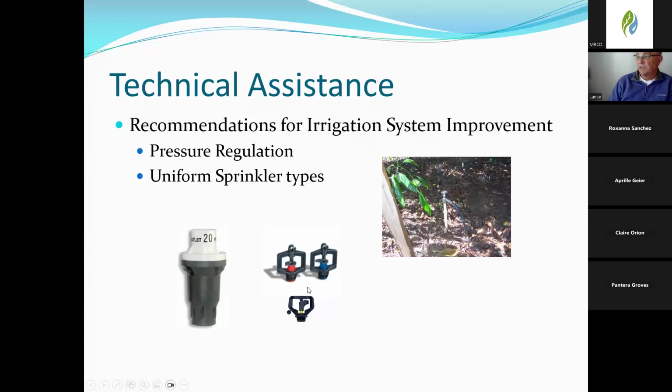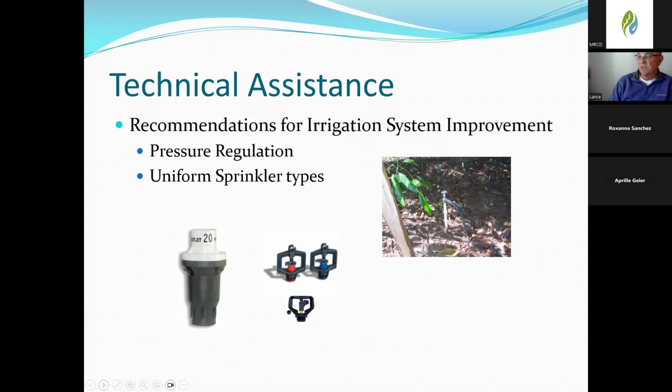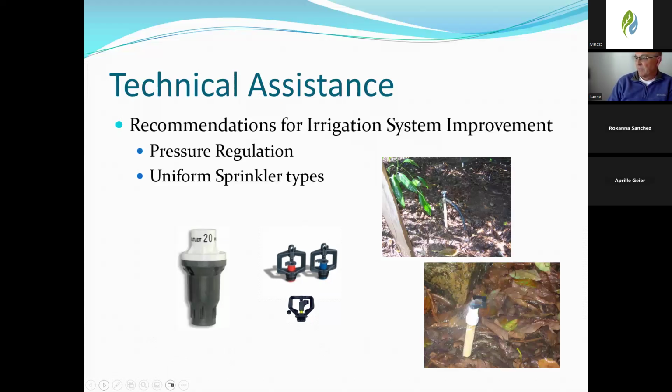So all three of these are really higher flow sprinklers than what most soils in our area would want, because the infiltration rates that we have tend to be relatively low, meaning that it takes a while for the water to infiltrate. And so when you're applying this level of water, you can get some actual surface runoff. Just an example of a sprinkler.